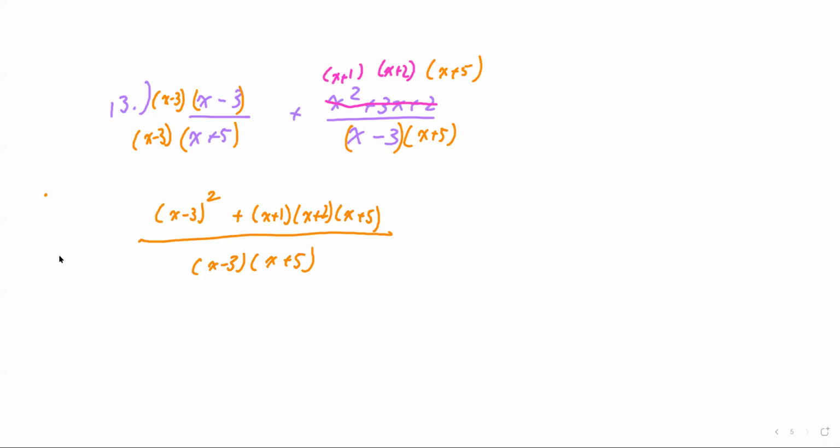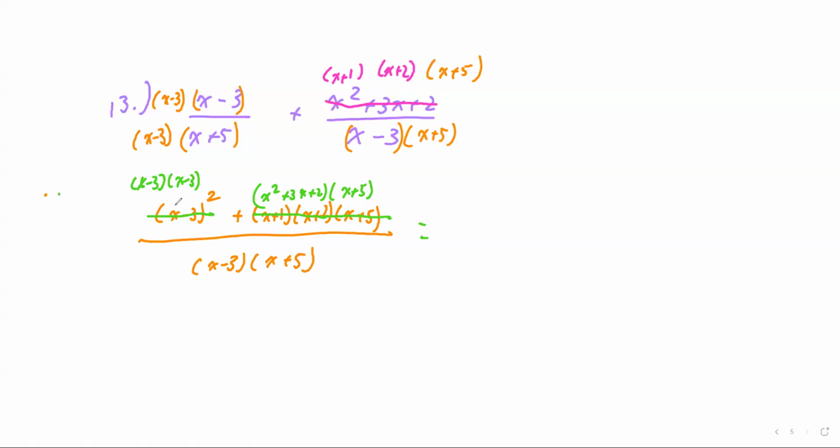So I'm going to do a little bit of cleanup. I'm going to say that this right here is just x minus 3 times x minus 3, so I can fold that out. And I'm going to say this right here is actually x squared plus 3x plus 2, so I can actually multiply it by x plus 5. All right, so let's get through this.